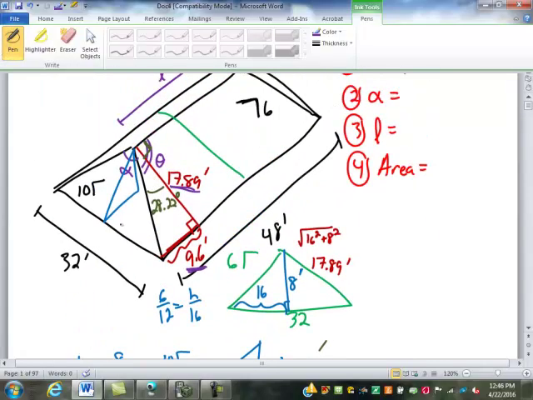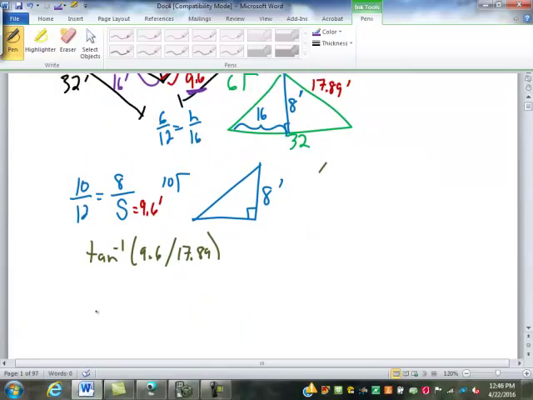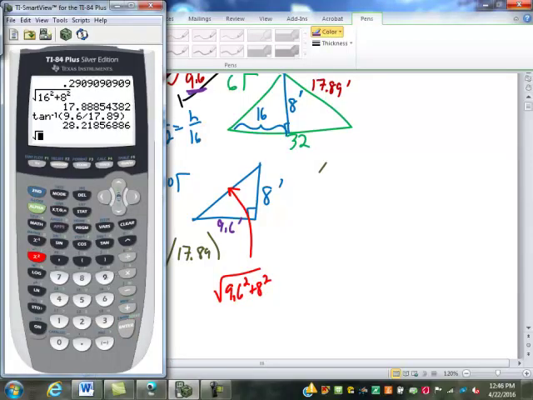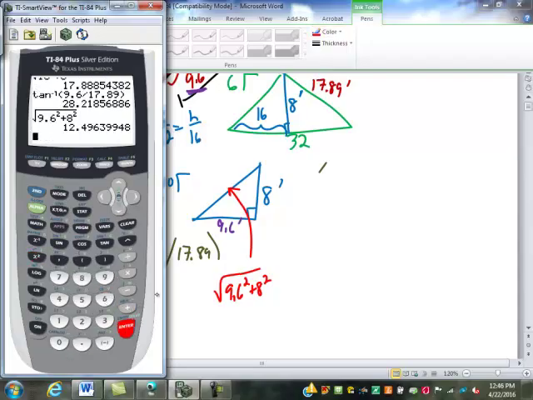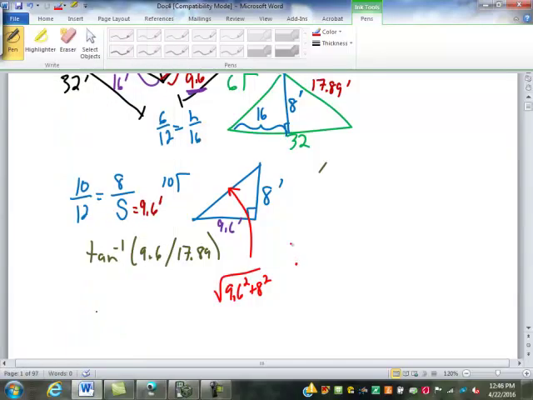Okay, so now then we need to look at this one over here. We know this is 16 feet. We need to find this length. So I'm going to come back down here. This is 9.6 feet. That is going to be the square root of 9.6 squared plus 8 squared. Gives us 12.50, or 12.50 is that length.